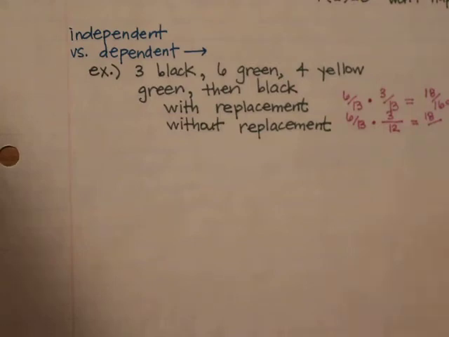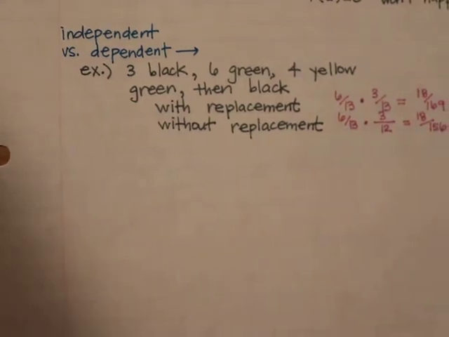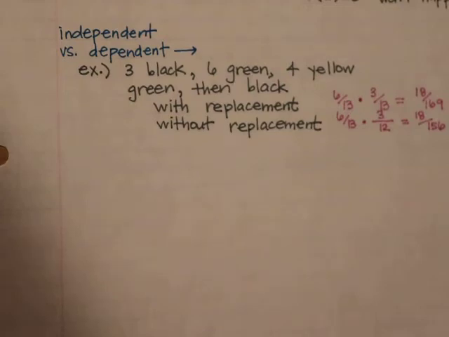So 13 times 12 is only 156. Could I reduce that fraction? Of course I could reduce that fraction. Am I going to reduce that fraction? Nope, not today. Okay? So that's independent versus dependent, and knowing if the probability changes when I go to the next round.